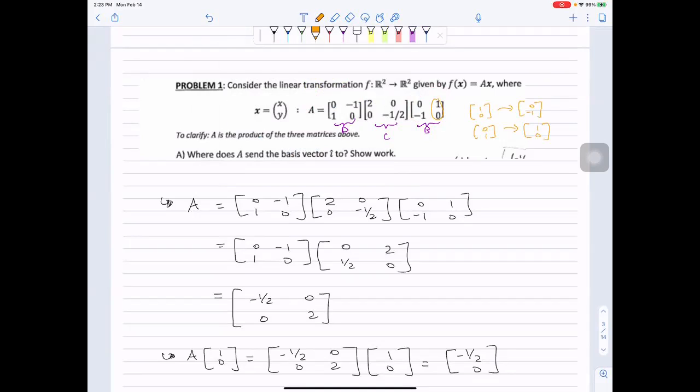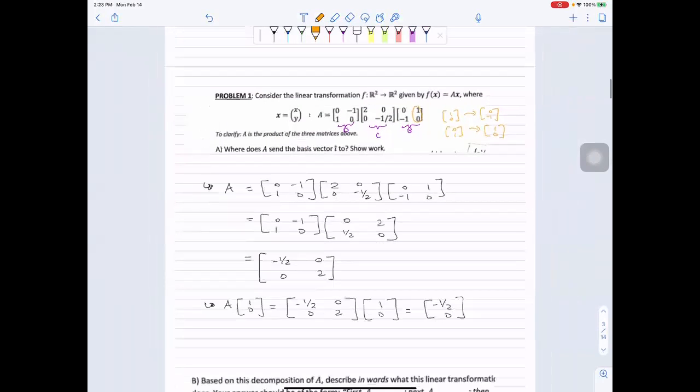If you think about the graph, it sent 1, 0. Now it's at 0, 1. So now it's here. And then it sent 0, 1, the J vector, to 1, 0. So now it's here. So it rotated 90 degrees clockwise.